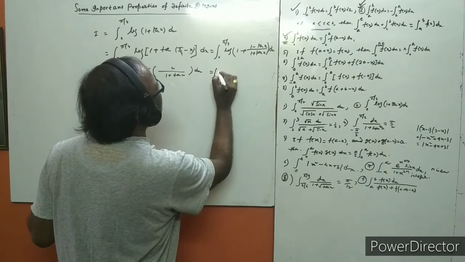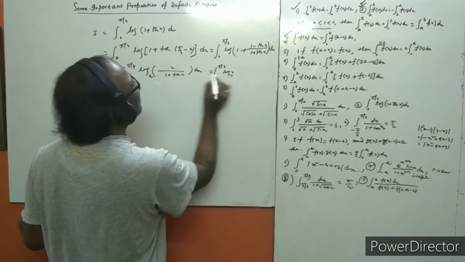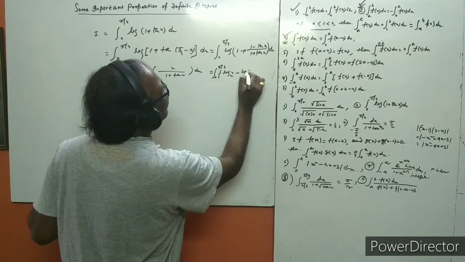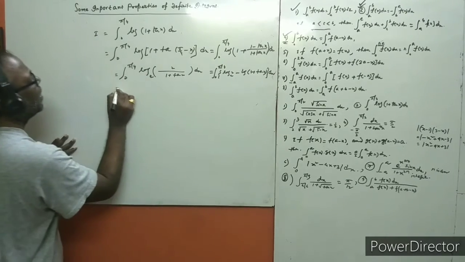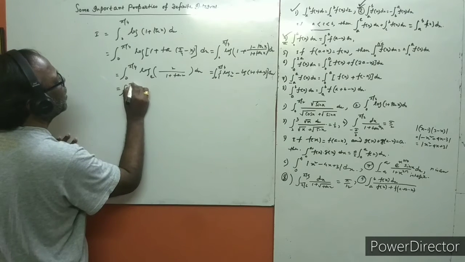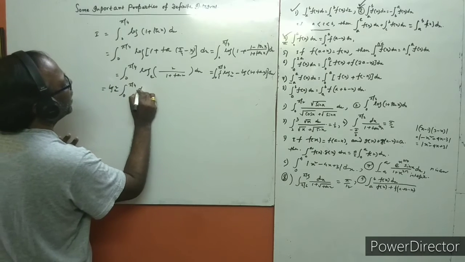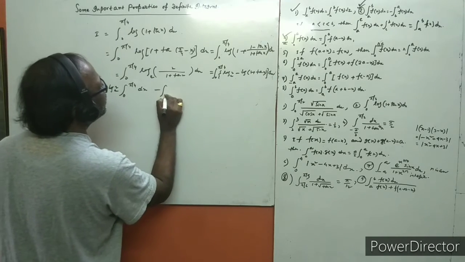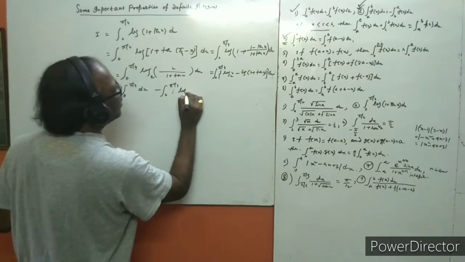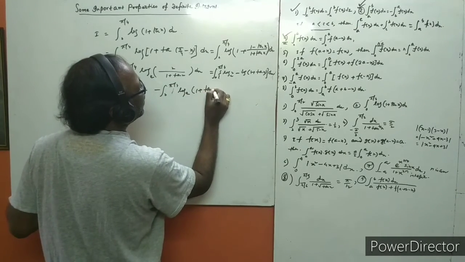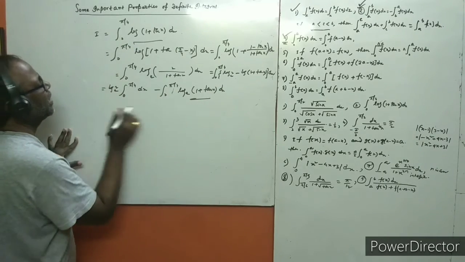So you write the integral from 0 to pi by 4 of log 2 to the base e, minus log of 1 plus tan x, dx. Now, as log 2 is a constant, we can write it outside. See, these and these are the same, so again replace it as I.